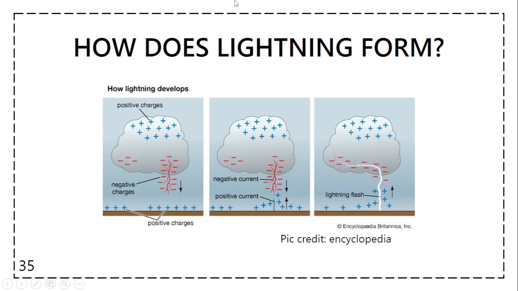So, how lightning develops: negative charges at the bottom of the cloud, and positive charges at the top. Lightning travels down towards the ground with negative current, while the ground carries positive charge. The positive wants to meet the negative, and the negative wants to meet the positive, and they both connect to each other. And the moment they connect, this is a lightning flash.